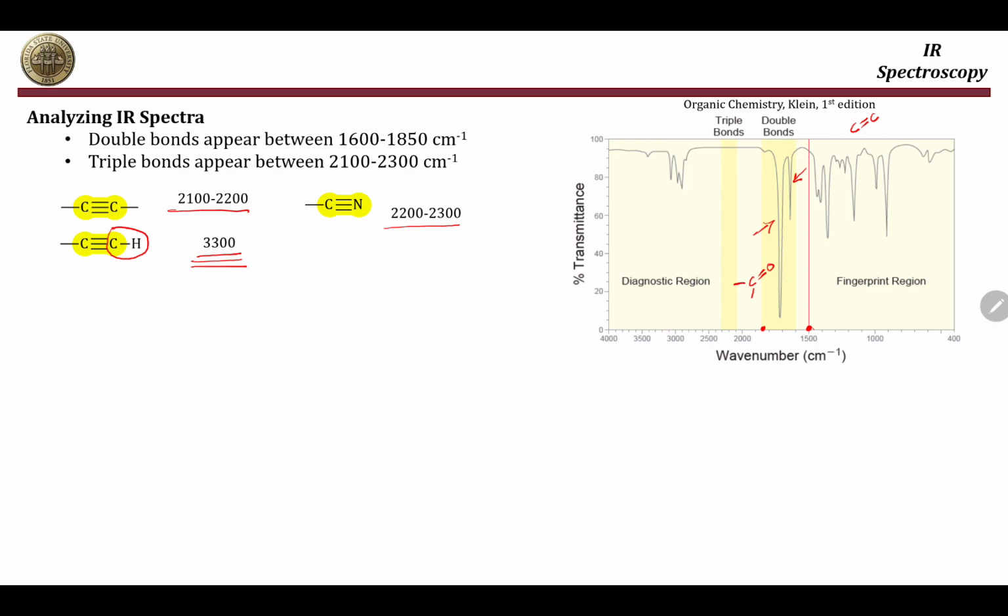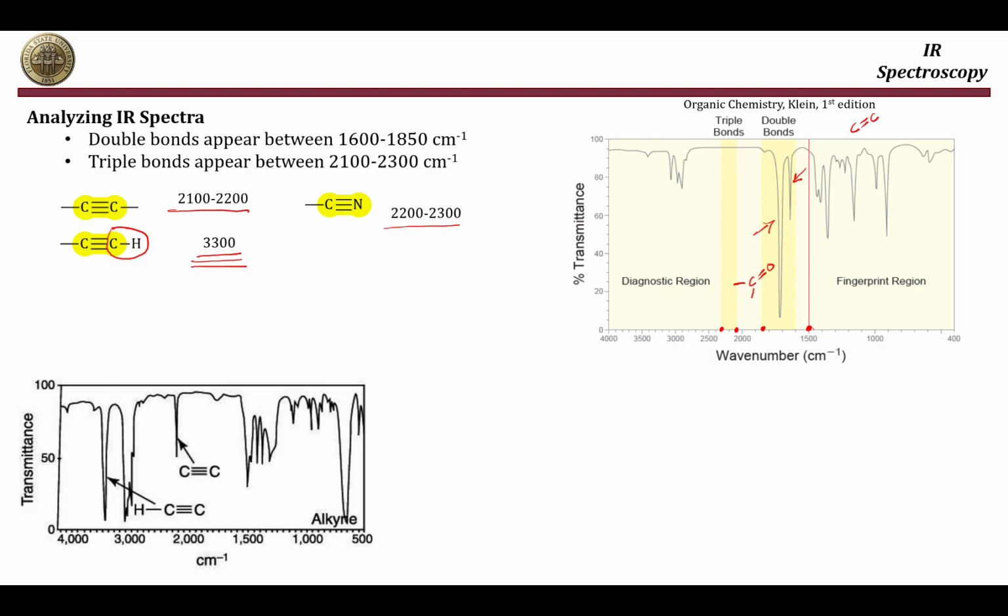Now, the second step is to look at this region, which is between 2100 and 2300, sometimes 2400, so it depends on the structure. But again, if you have any peaks, and usually those will be short peaks, sometimes they will be long ones, then you have a triple bond. If not, then there is no triple bond. So for example, in this case here, we don't have peaks in this region, so there is no triple bond in this compound.